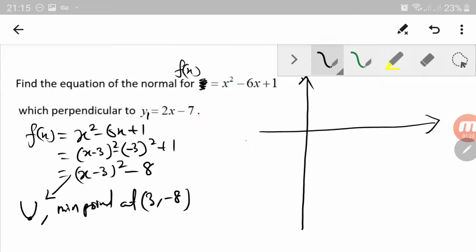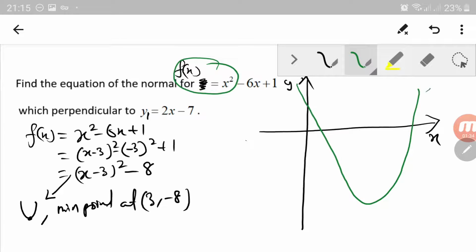So this is x, this is y, and I want to use a green color for my curve, so it's somewhere here. This is our f(x). This is clearly 1. And yes, this is 3 and this is minus 8.